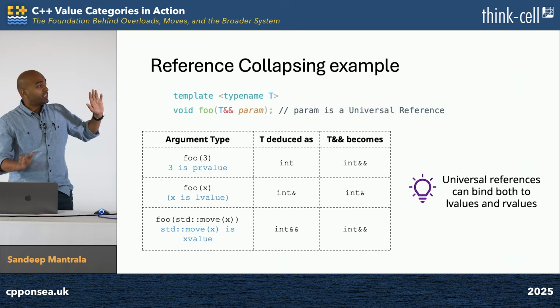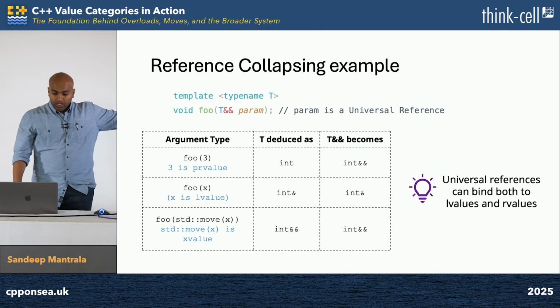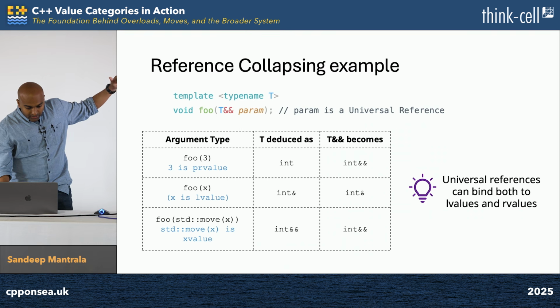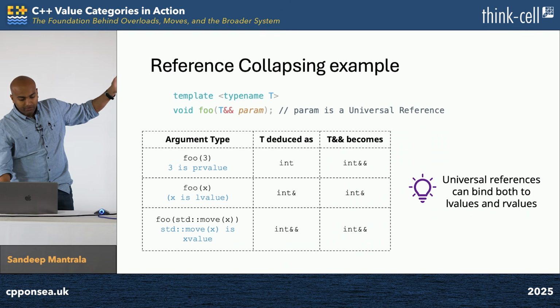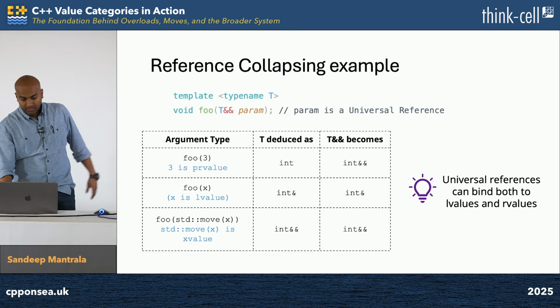If the explanation was not very clear, here is one example. We have foo3, foo(x), and foo(std::move(x)). In the first case, T is deduced as int, and T&& becomes int&&. In the second example, when you do foo(x), x is an L value. So T is deduced as int&, and T&& becomes int& because of the collapsing rules we just discussed. And we have the third value. I explained all these three in the previous slide, so I'll skip this one.